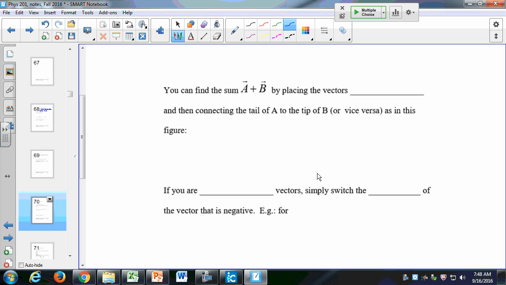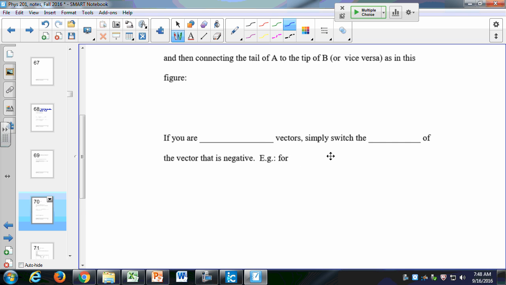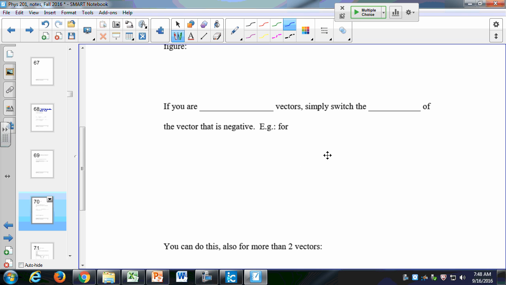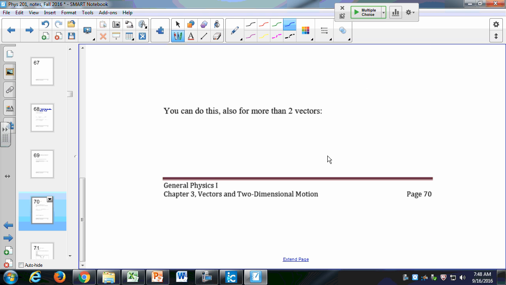So on page 70, you can find the sum by placing the vectors tail to tip. And if you are subtracting vectors, you simply switch the direction. If you're subtracting vectors like we did A minus B, where was it? Right here, I've already erased it. But if you're subtracting vectors, you switch the direction of B. You can also do this for more than two vectors.